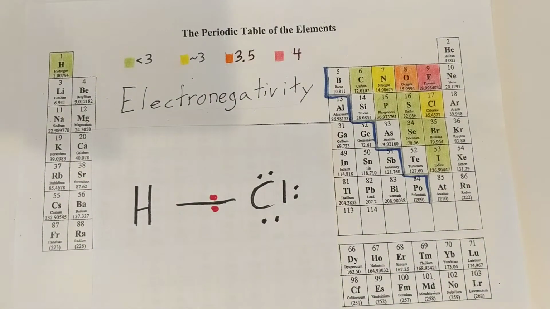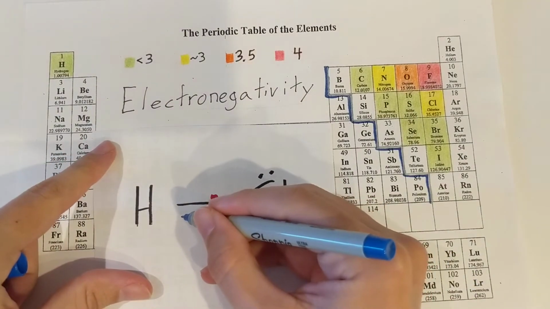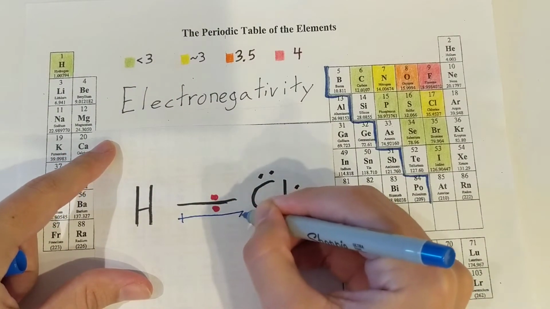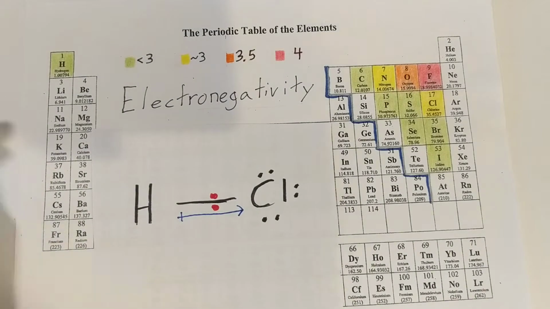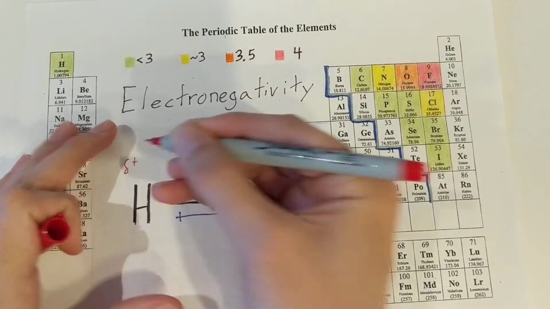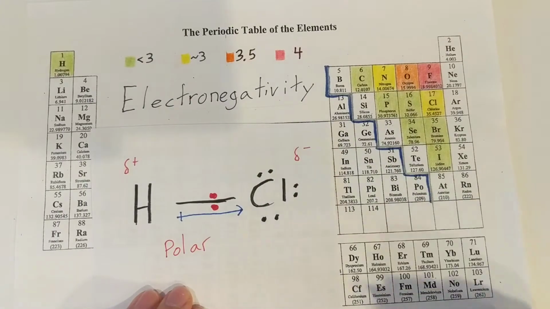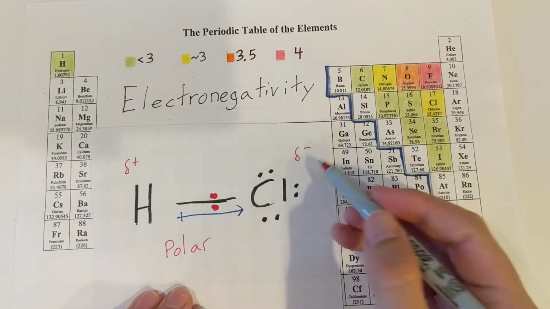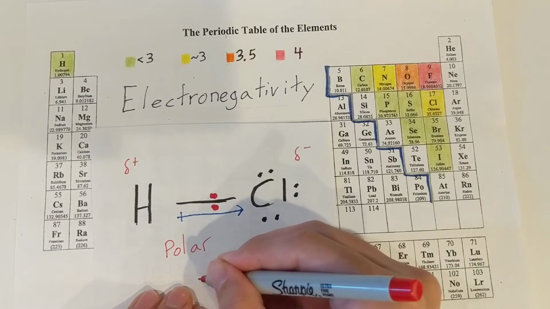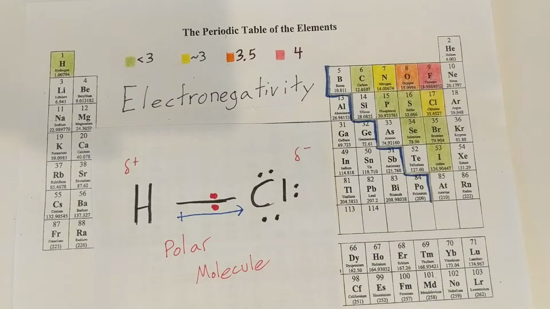And when we're drawing our molecules, one way that we show this is we draw it with arrows, and the arrow will point towards the way the electrons will be getting pulled. So we could draw it like this, showing that electrons are being pulled towards the chlorine. And that'll give us a partial negative charge here and a partial positive charge here. And if we ever have partial charges, that will tell us if it's a polar or non-polar molecule. So now we have partial charges. That is a polar molecule.